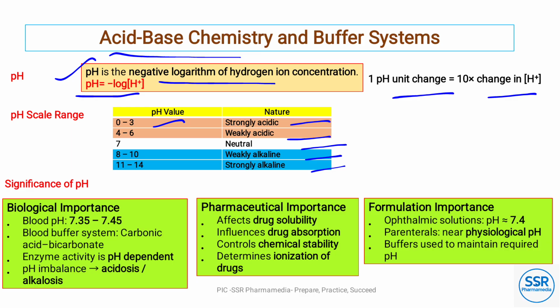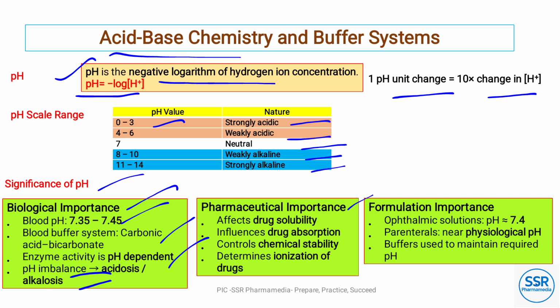And the significance of pH is very important biologically. Blood pH is 7.35 to 7.45, and the blood buffer system is carbonic acid bicarbonate. Enzyme activity is pH dependent, and pH imbalances lead to acidosis or alkalosis. It is very important from the biological point of view.